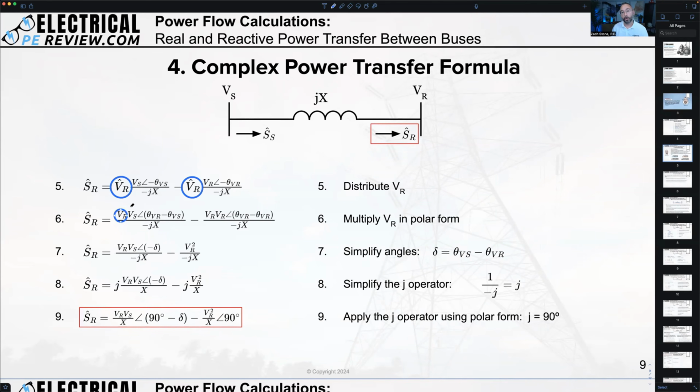And then when we multiply two polar numbers, what happens to the angles? Who knows in the chat? If we multiply two polar complex numbers, what happens to the angles? Yeah, we add the angles. So before, here's negative Vs, theta. No change. All we're going to do is add the angle of VR to it. That's all. No change to this negative sign.